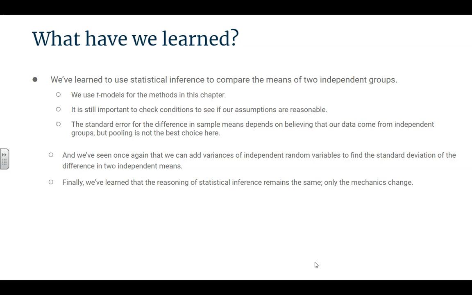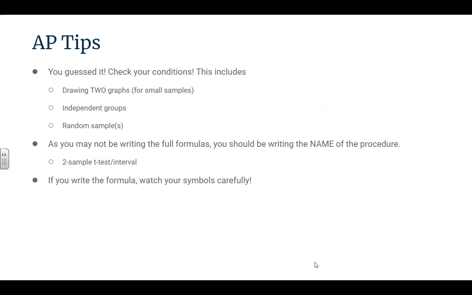When we use t-models, it's whenever we have to deal with means, okay? We've learned that the reasoning of statistical inference remains the same as we did with proportions. It's only the actual mechanics that change, and we have all those formulas on that reference sheet, so make sure you know where those are.